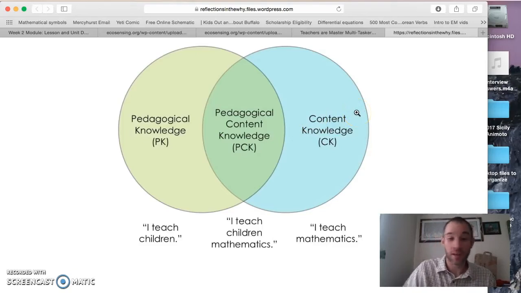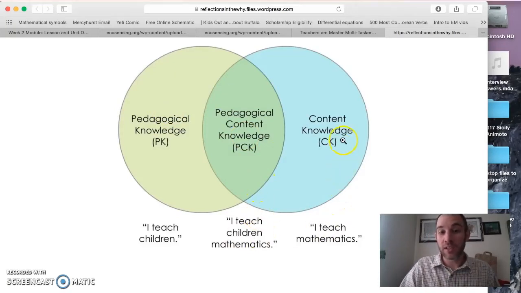Do I understand Newton's laws? Do I understand the theories of electromagnetism? In mathematics, do you understand the Pythagorean theorem, where it comes from, and the number theory behind whatever it might be? So you have to be an expert in your content as well as an expert in pedagogical knowledge, an expert teacher. And where those things overlap, where they come together, that's pedagogical content knowledge.